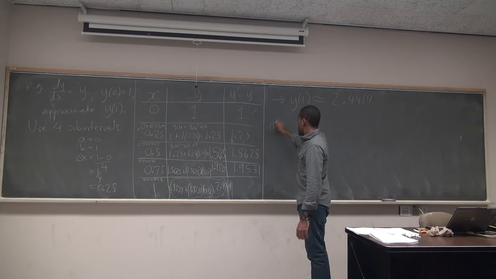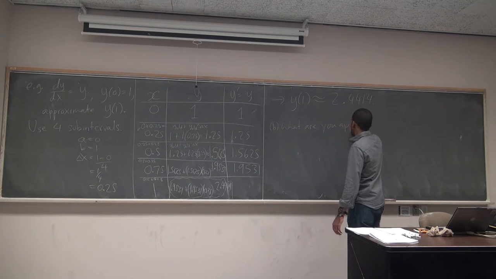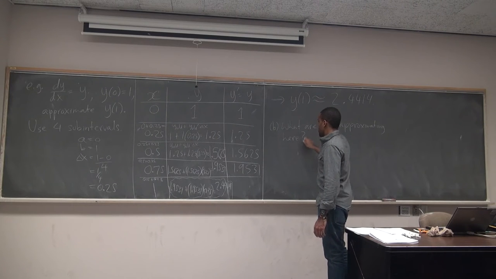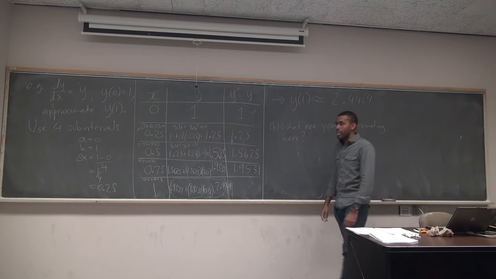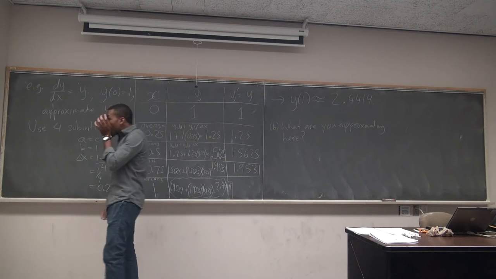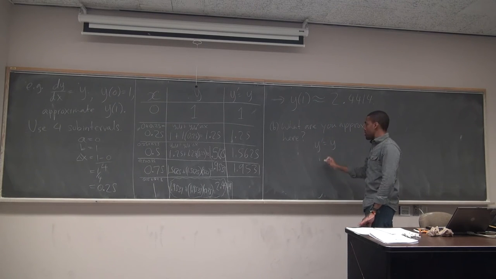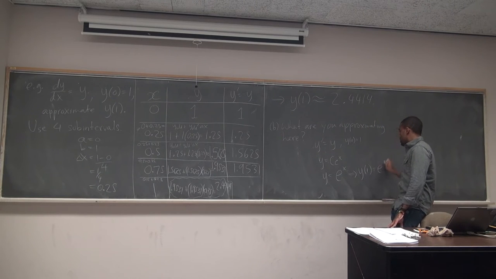Let me ask you a follow-up question. What are you approximating here? Give me something specific. The value of e. How did you recognize that? Because y prime equals y. We actually already know how to solve that. That gives us y equals c e to the x. If my y of 0 is 1, that means my c is 1. So y equals e to the x is the function actually going on here. So y of 1 is just e to the 1, which is e.